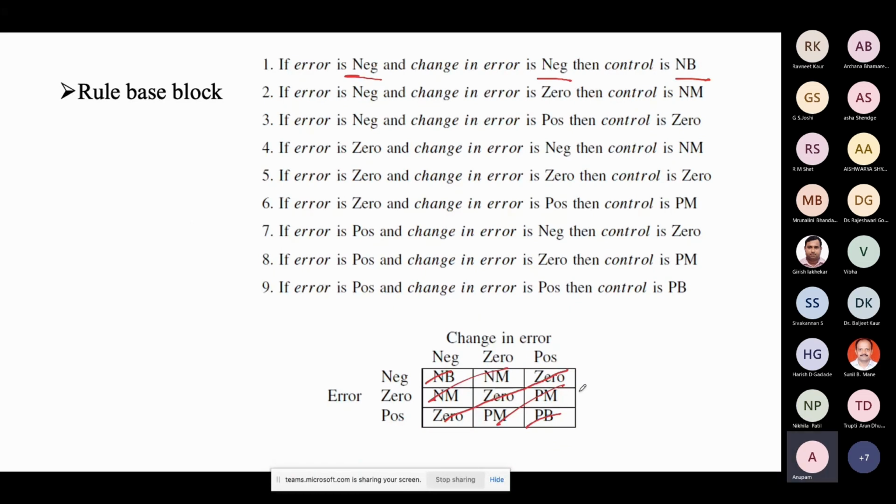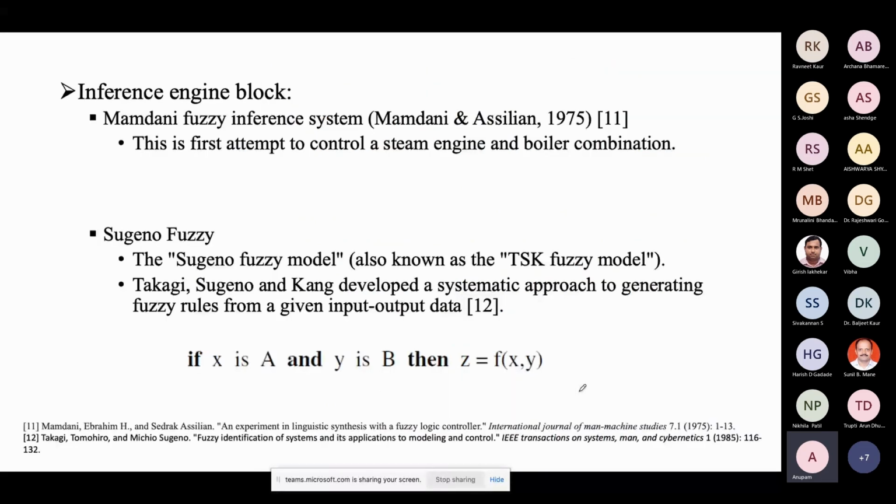The next one is the inference engine. I just showed the inference engine in the previous slide, right? The inference engine is a block where generally two types of approaches are used: the Mamdani approach, and the next one is Sugeno. Mamdani and Assilian are the scientists who developed this technique, right?